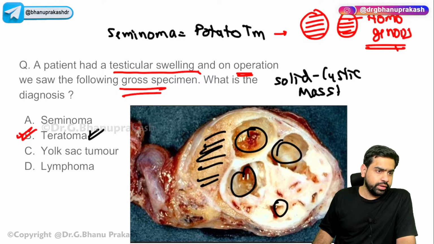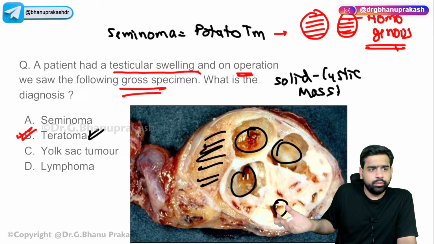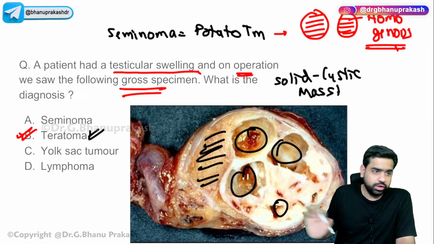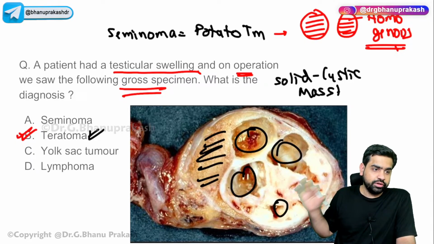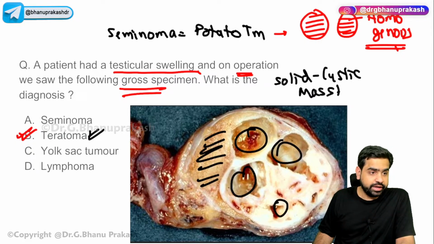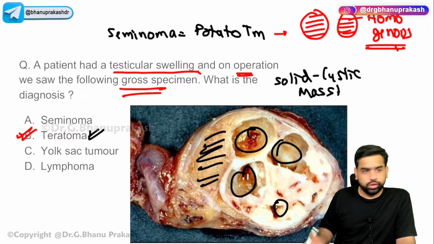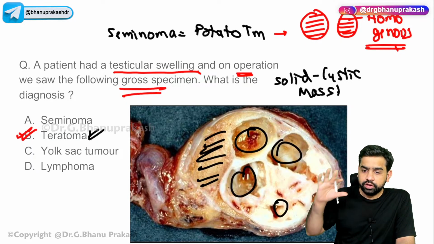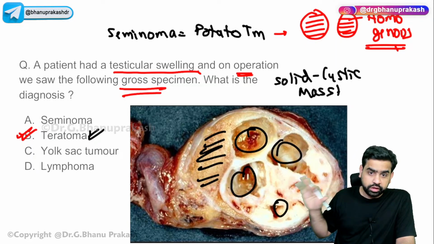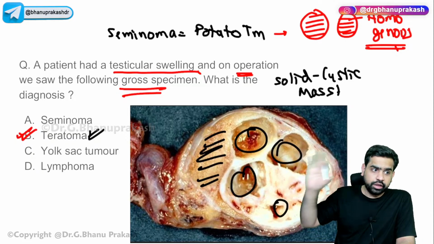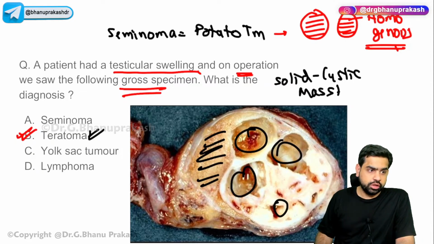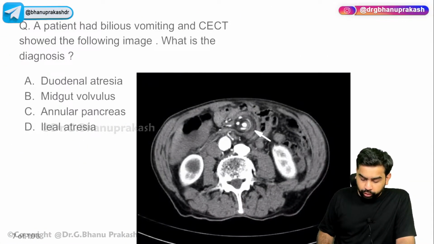And no hair and teeth, that's fine. Every time, hair and teeth need not be present in the teratoma. So don't think that every time in the teratoma there will be hair and teeth. Yes, okay, so I hope you understood how you distinguish between the teratoma and the seminoma. Solid cystic heterogeneous mass is teratoma, and seminoma is going to be the homogeneous mass. Okay, got it? Now let's move to the next question.